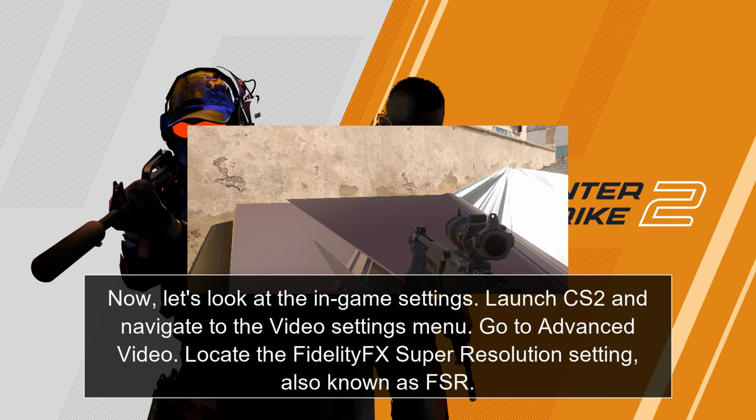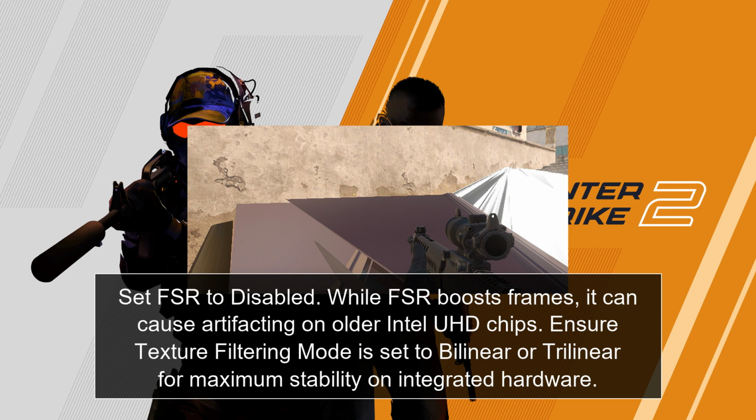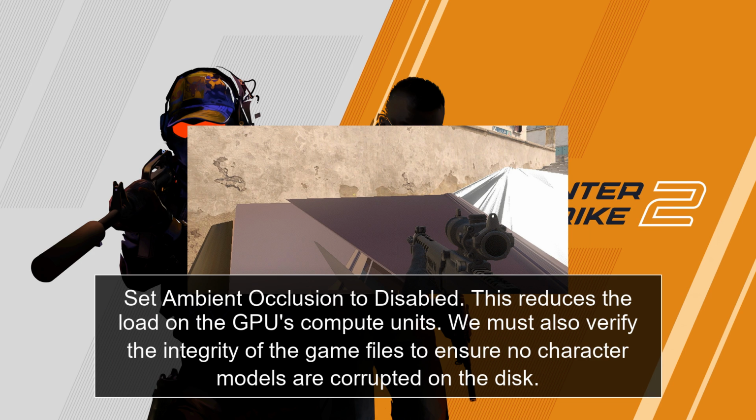Now, let's look at the in-game settings. Launch CS2 and navigate to the Video Settings menu. Go to Advanced Video. Locate the FidelityFX Super Resolution setting, also known as FSR. Set FSR to Disabled. While FSR boosts frames, it can cause artifacting on older Intel UHD chips. Ensure texture filtering mode is set to bilinear or trilinear for maximum stability on integrated hardware. Set ambient occlusion to disabled. This reduces the load on the GPU's compute units, preventing thermal throttling.